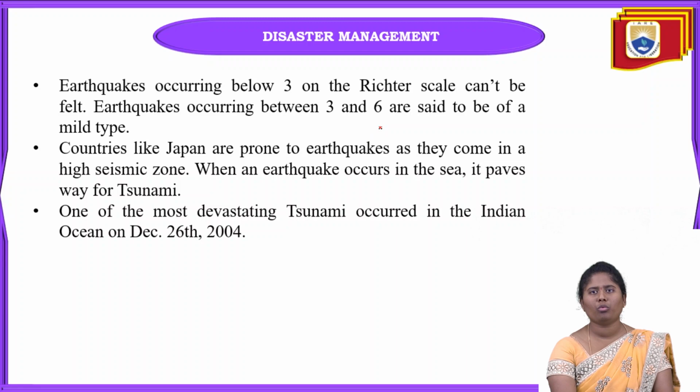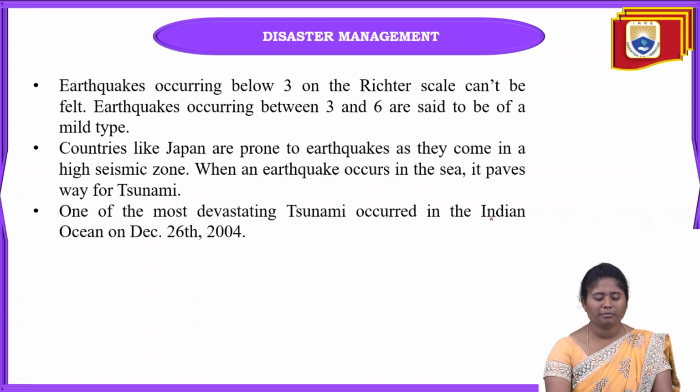Mainly Japan is the most earthquake-prone region. Why? Because in the Japan region, there is a high seismic zone, also called the high seismic zone. In Japan, very high magnitude earthquakes are going to occur. This is one of the high seismic zones. If these earthquakes occur in the sea, they are said to cause tsunamis.